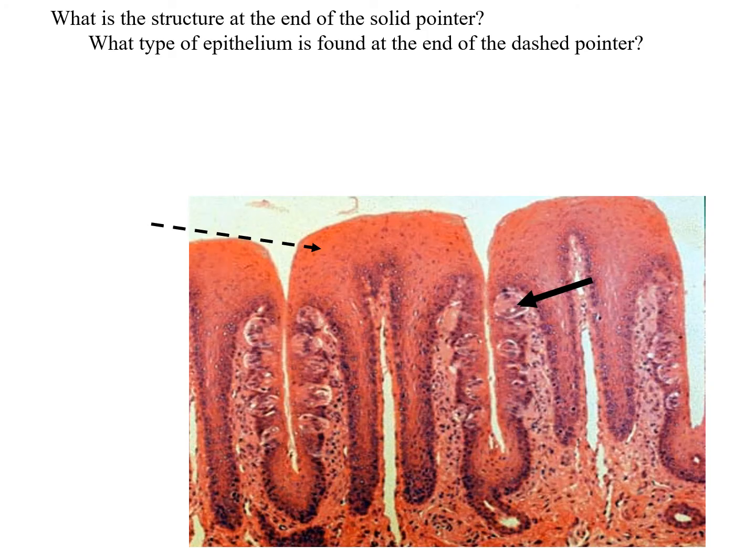The tongue. It is the tongue. What is at the end of the solid pointer? Taste buds. Correct. And what kind of epithelium is at the dashed pointer? Stratified squamous. It is stratified squamous. Again, to withstand friction, to also have a high mitotic rate, to rejuvenate the cells that have been sloughed off when we eat.